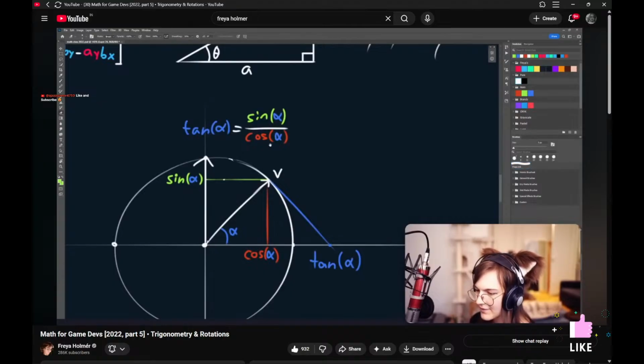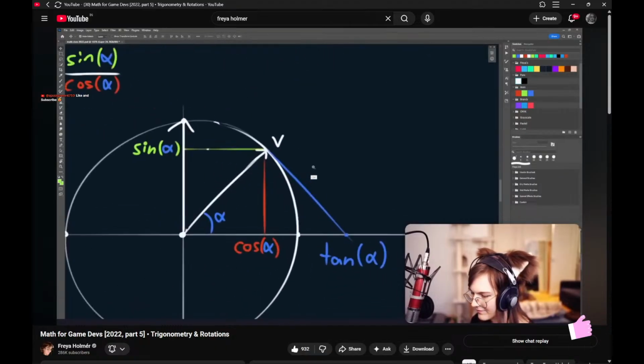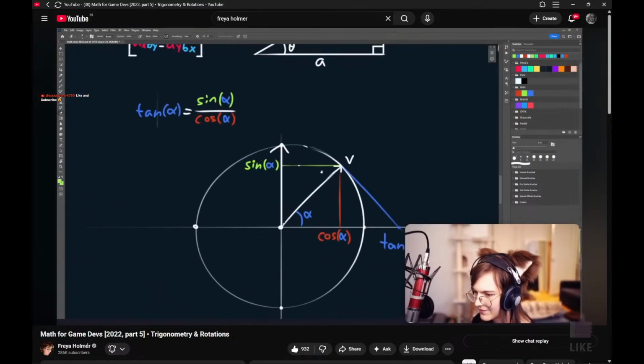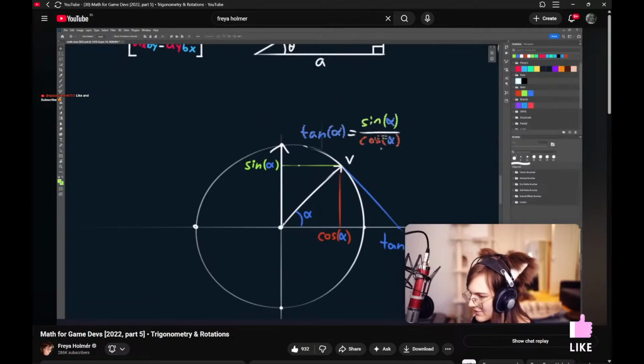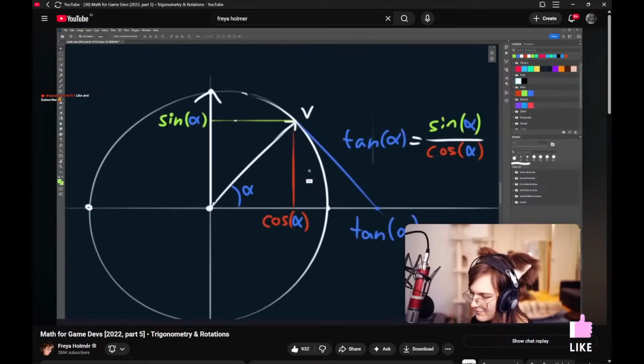Okay, so let's see. Oops. Just cleaning this up a little bit. Or maybe I should just draw a new circle so we don't clutter this too much. Give me a second.